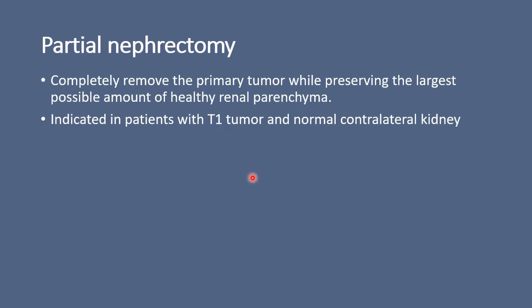Okay, what is partial nephrectomy? It's the complete removal of the primary tumor while preserving the largest possible amount of healthy renal parenchyma. This is indicated in patients with T1 tumor and normal contralateral kidney.